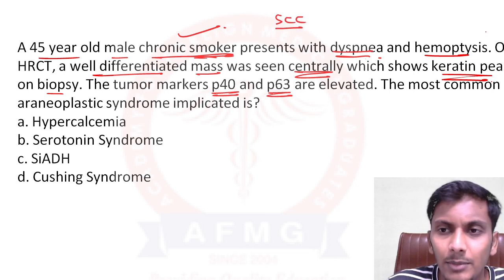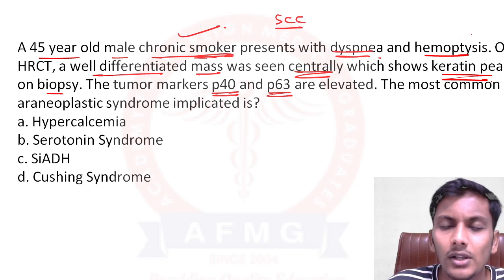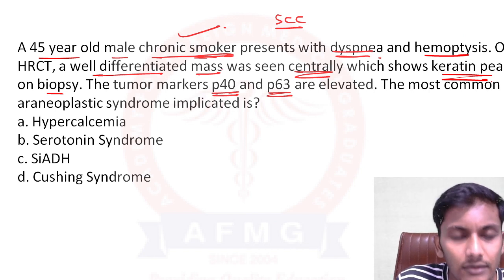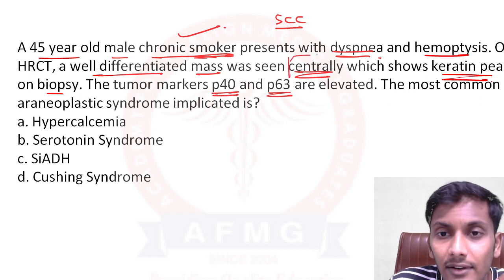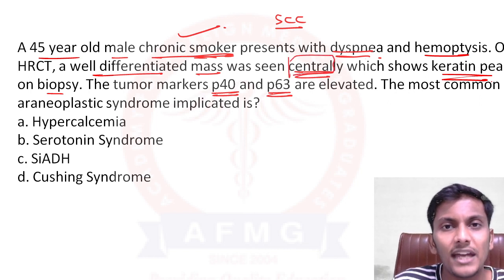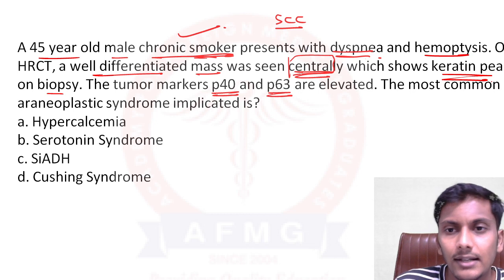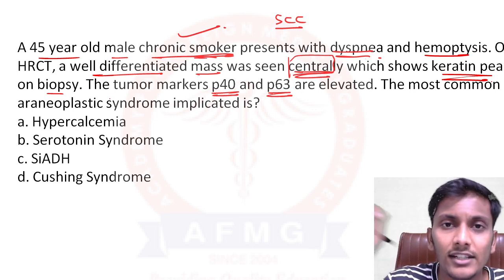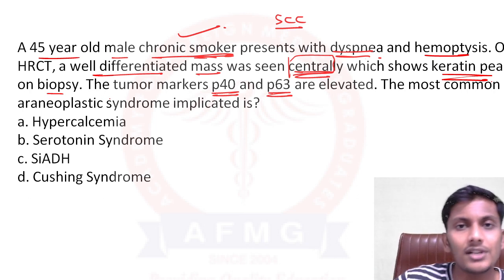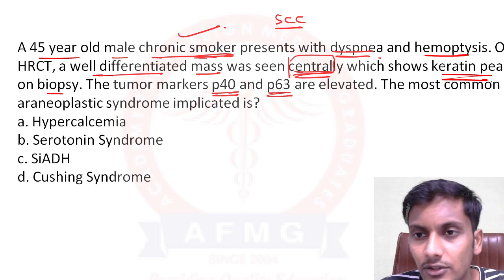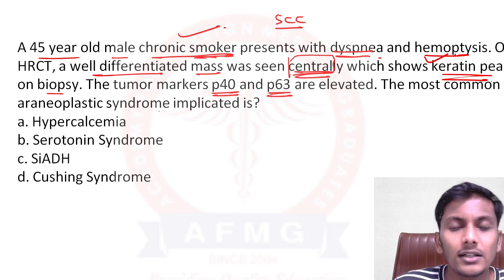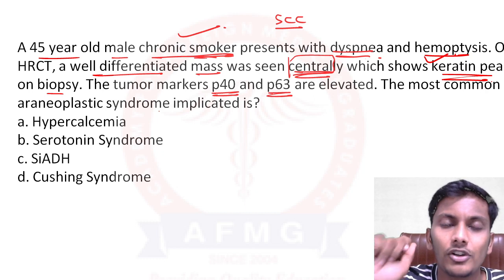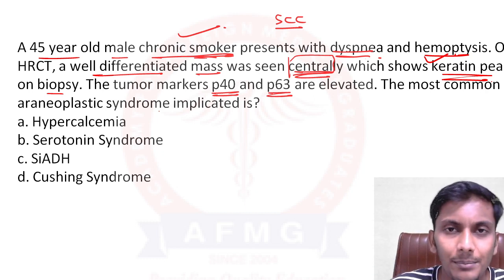There is dyspnea and hemoptysis, which are non-specific findings seen in all the lung cancers. On HRCT, a well-differentiated mass was seen centrally. Adenocarcinoma is usually seen where? Peripherally. Centrally, it is squamous cell carcinoma that is commonly seen. It shows keratin pearls on biopsy. Yes, a well-differentiated squamous cell carcinoma would show concentric lamellated rings, and those are known as keratin pearls. The tumor markers P40 and P63 both are elevated, and these are the most important markers for squamous cell carcinoma lung, P40 and P63.